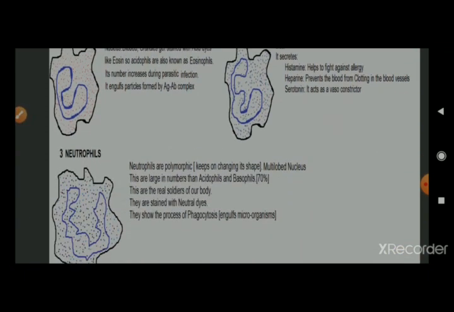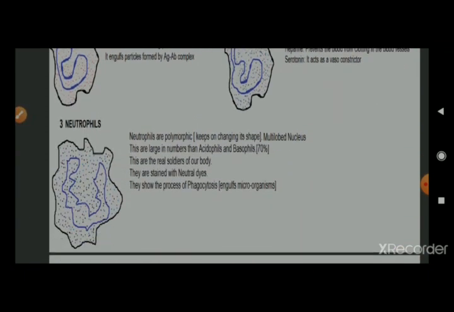Let us move on to the next one, that is neutrophils. What are the functions of neutrophils? The function of neutrophils is to protect the body by bringing about diapedesis, or you can say phagocytosis. We'll see the process of diapedesis and phagocytosis later. Neutrophils are polymorphic. Polymorphic means that it keeps on continuously changing its shape.